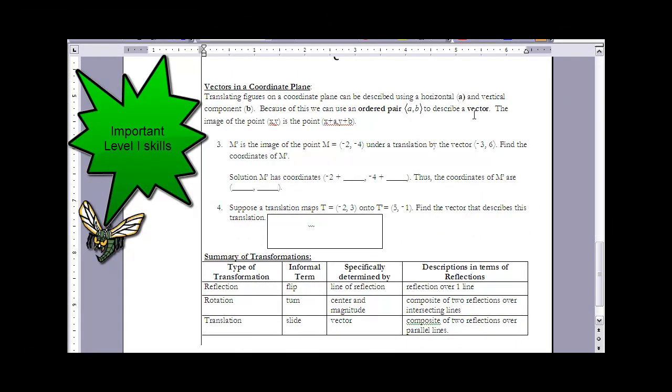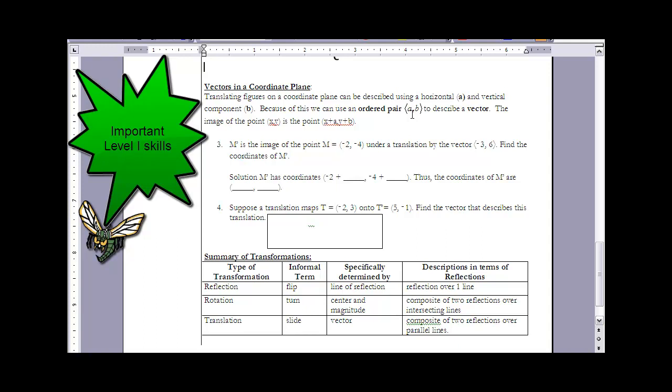Alright, the last way I'd like to look at translations using vectors is on a coordinate plane, which is actually probably the easiest way to translate something. It says translation figures on a coordinate plane can be described using a horizontal and vertical component. So we're going to call our horizontal component A and our vertical component B. Because of this, we can write the vector as an ordered pair. Now instead of parentheses, we use these pointed parentheses to describe it. So that gives us a third way of describing a vector.